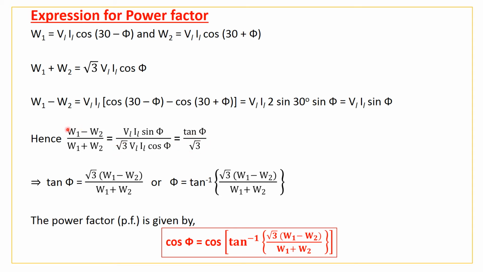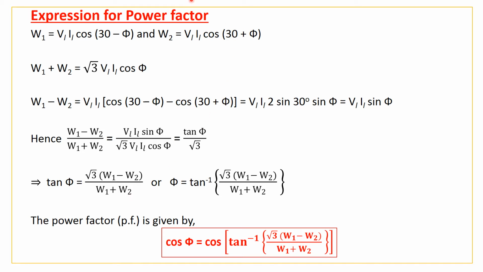So therefore (W1 minus W2) by (W1 plus W2) is equal to tan phi by root 3. So now what is this tan phi? Just cross multiply this root 3 with this term, you will get tan phi is equal to root 3 into (W1 minus W2) by (W1 plus W2). So tan phi is equal to root 3 (W1 minus W2) by (W1 plus W2).